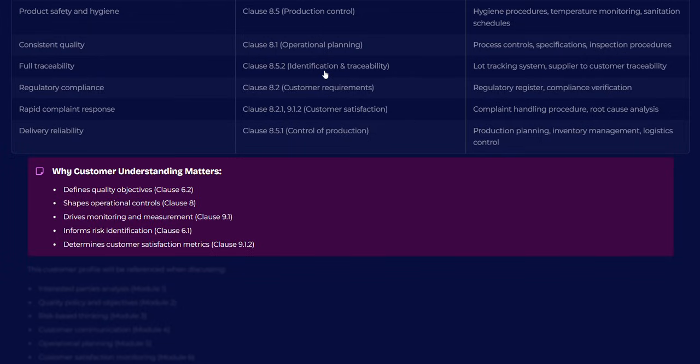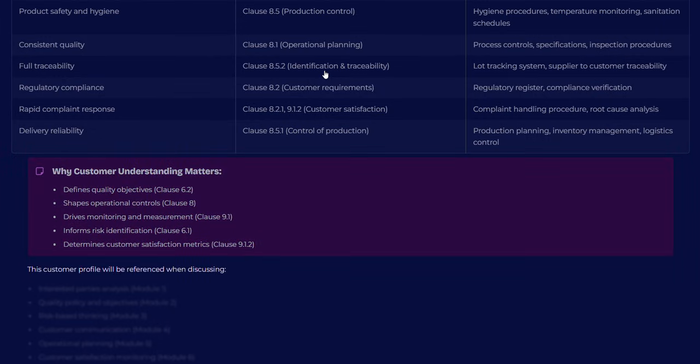Why does customer understanding matter? Because it defines quality objectives as per clause 6.2. It shapes operational control, clause 8. It drives monitoring and measurement, clause 9.2. It informs risk identification, clause 6.1. It determines customer satisfaction metrics, clause 9.1.2.